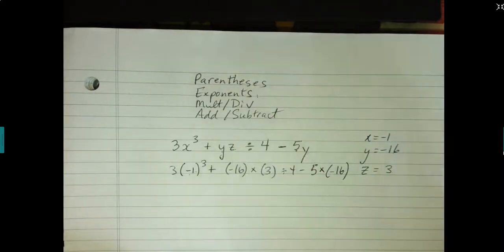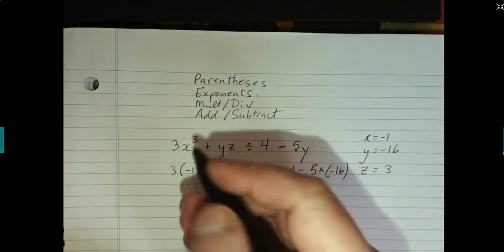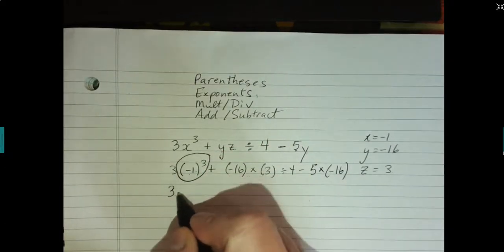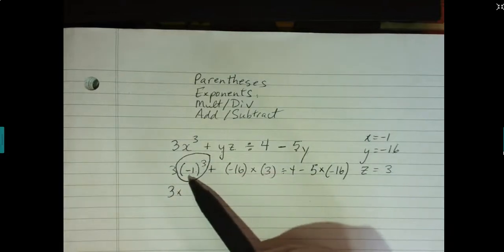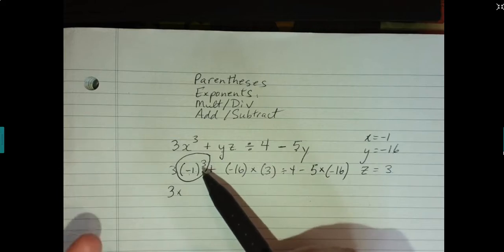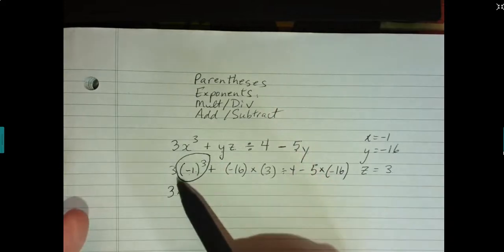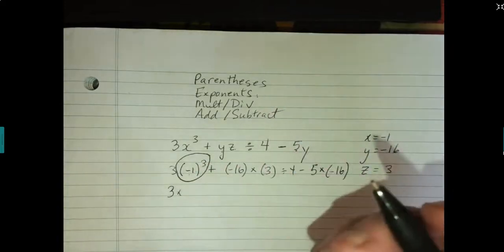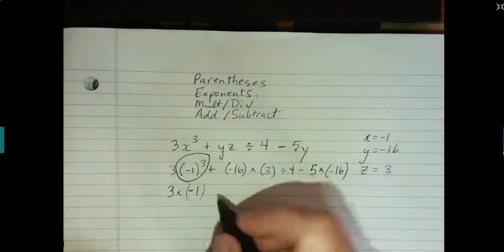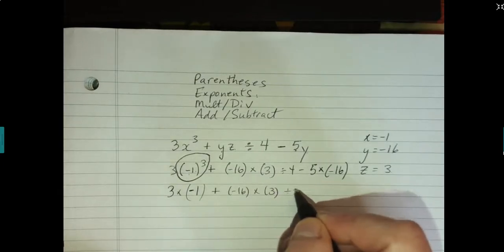What I'm going to do next is look for any exponents. Now, this exponent of 3 only applies to what's inside these parentheses, so I'm going to have 3 times whatever's circled there. When the negative sign is inside parentheses, if you raise it to an even power, the negative sign goes away. If you raise it to an odd power, it stays. So -1 in parentheses all cubed is just the number -1. So this becomes 3 times -1, and then I'm going to rewrite the rest as it is.